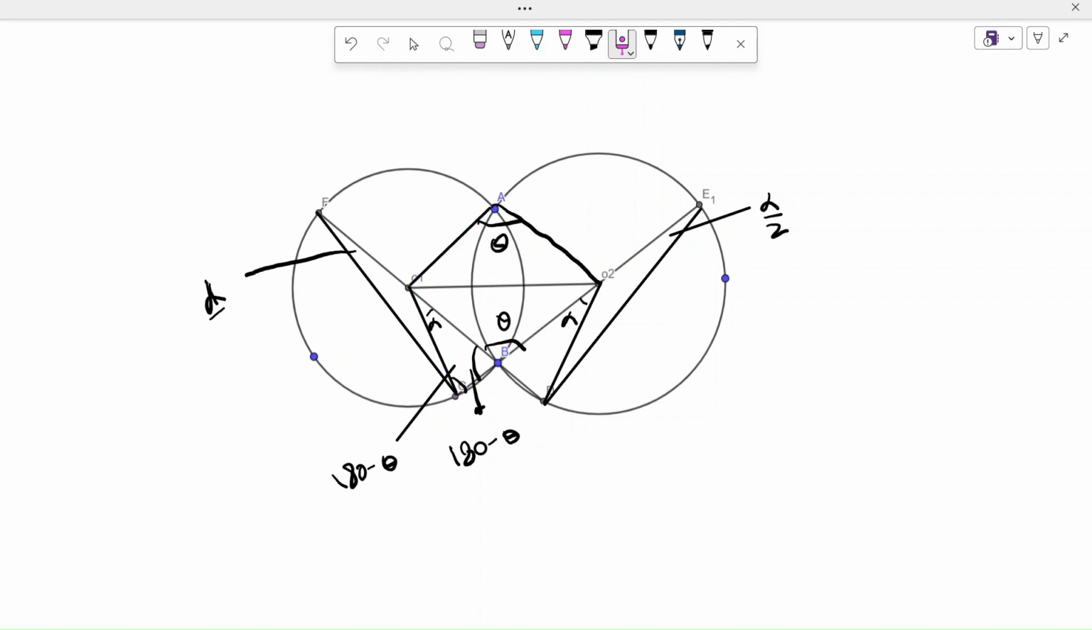Similarly, we can prove that point D is also concyclic with O1, A and O2. Hence, we are done: these 2 points lie on the circumcircle of triangle AO1O2.